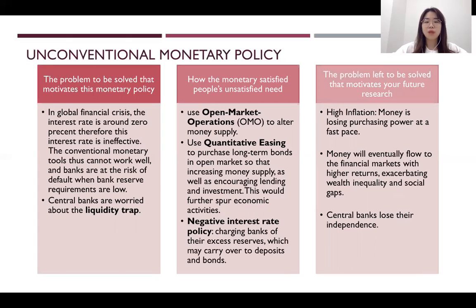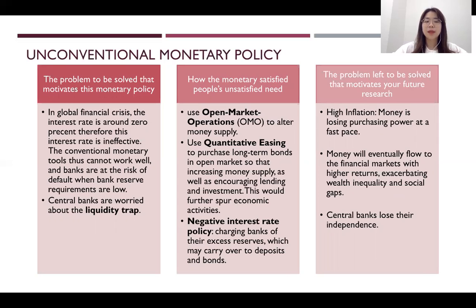However, there are three problems involved in unconventional monetary policy. The first is the high inflation rate, that money is losing purchasing power at a fast speed. Second is, money will eventually flow to the financial market with higher returns. In this case, only rich people can invest in the stock market and benefit from the growth, while most unemployed people are low-wage working class. This further increases wealth inequality and social gaps.